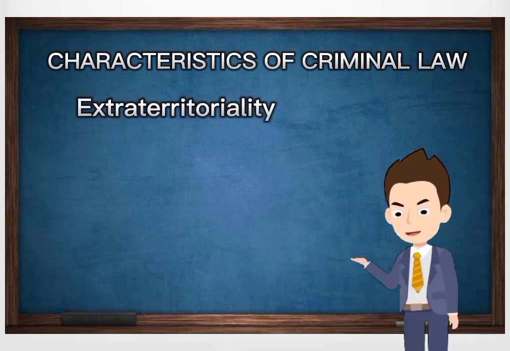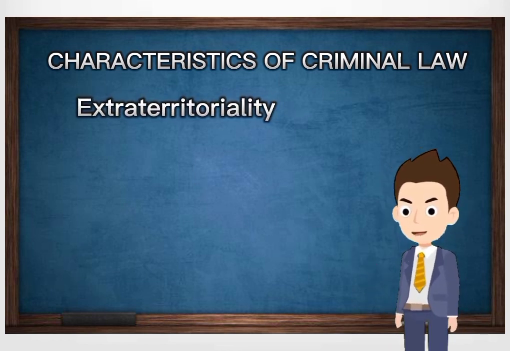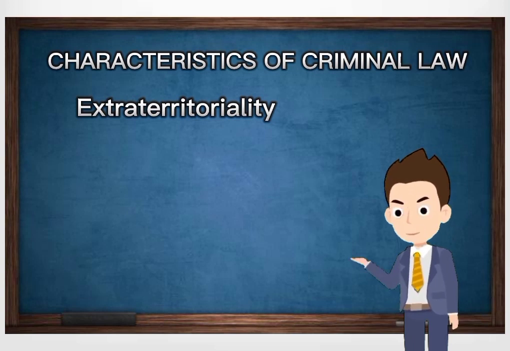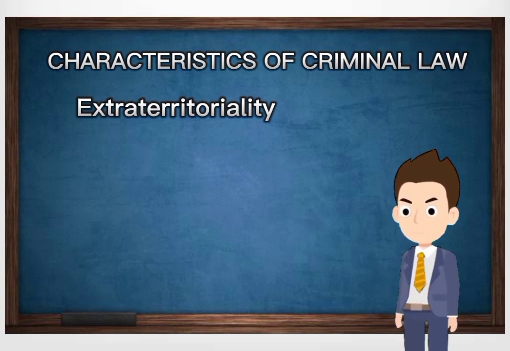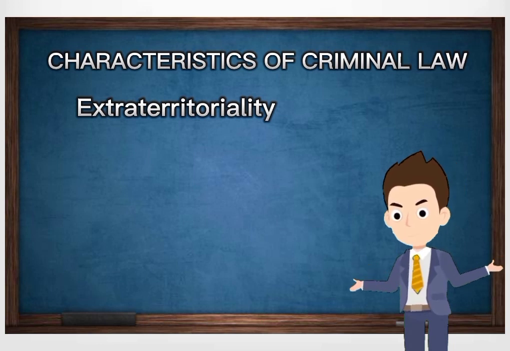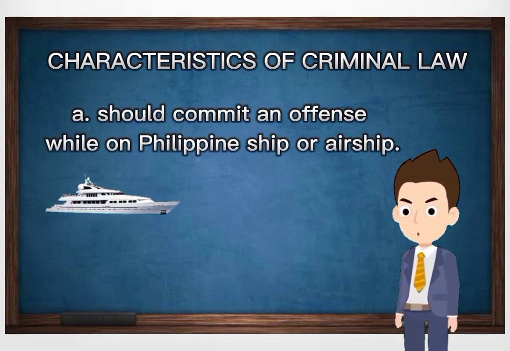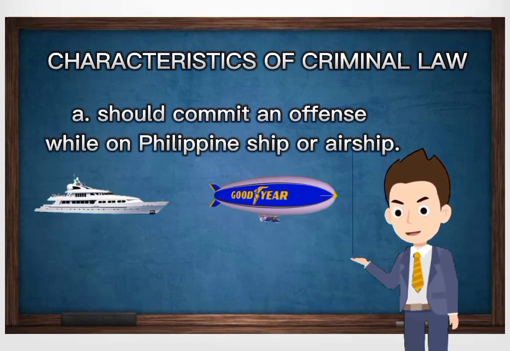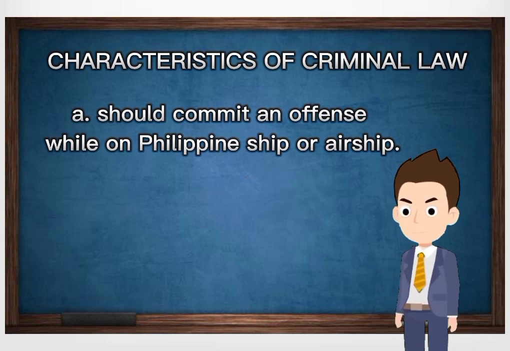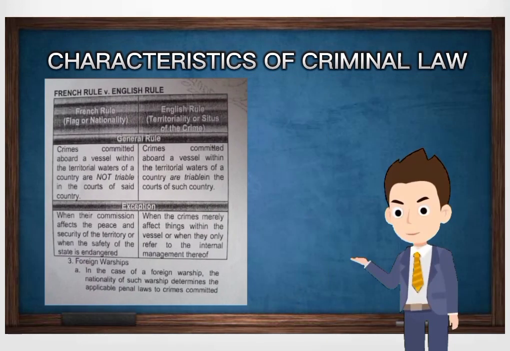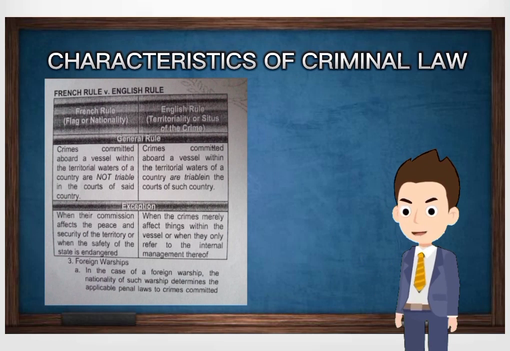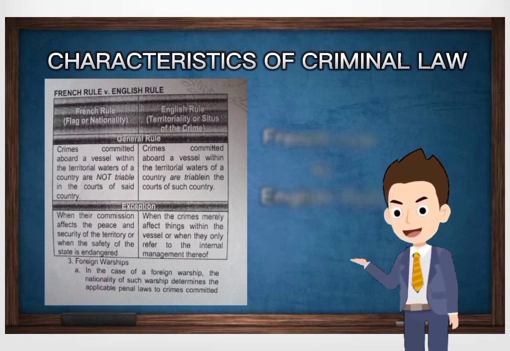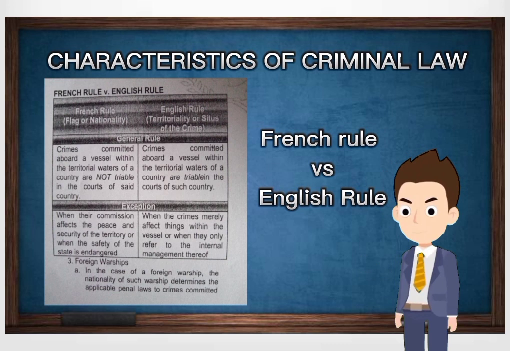It refers to the application of the Revised Penal Code outside the Philippine territory. Extraterritorial crimes are enforceable even outside Philippine territory against those who: A. should commit an offense while on a Philippine ship or airship. For more information and better understanding, please look at the table and take note. French rule versus English rule.